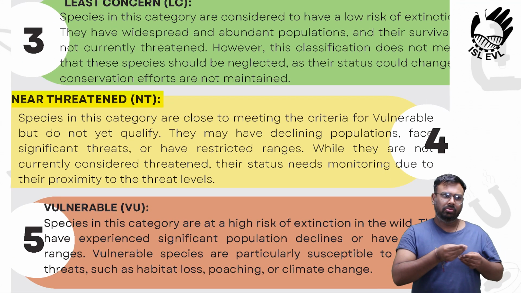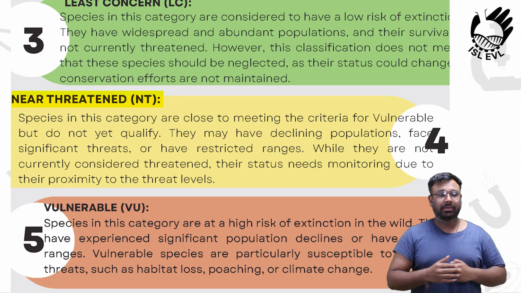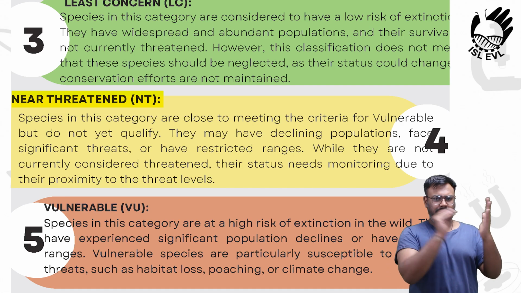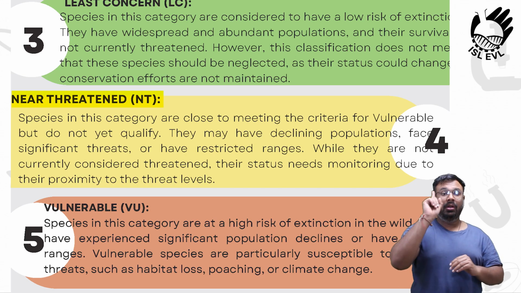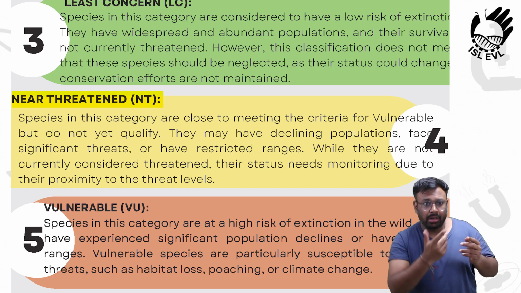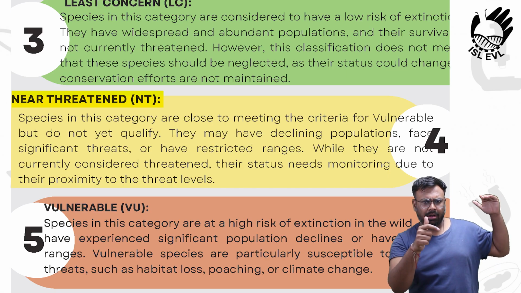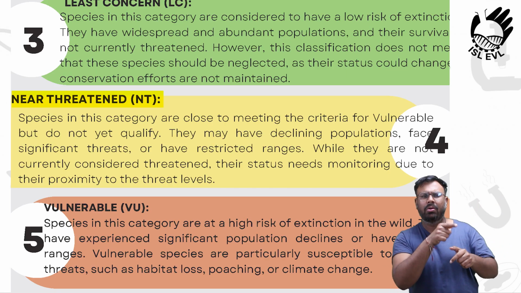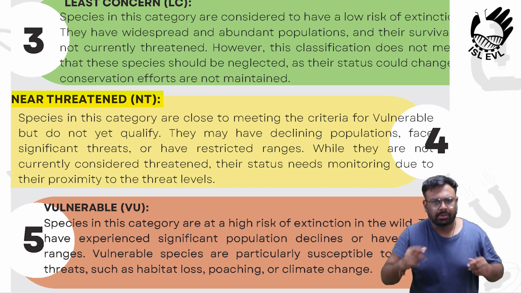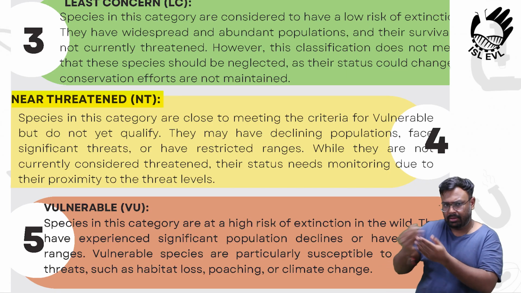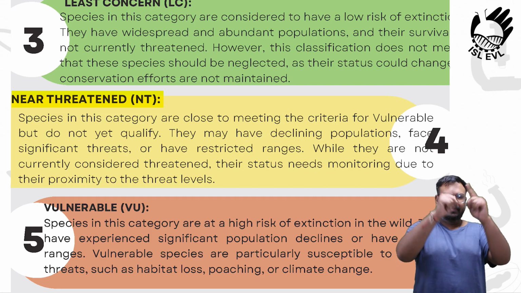Near Threatened, NT. Species in this category are close to meeting the criteria for Vulnerable but do not yet qualify. They may have declining populations, face significant threats, or have restricted ranges. While they are not currently considered threatened, their status needs monitoring due to their proximity to the threat levels.